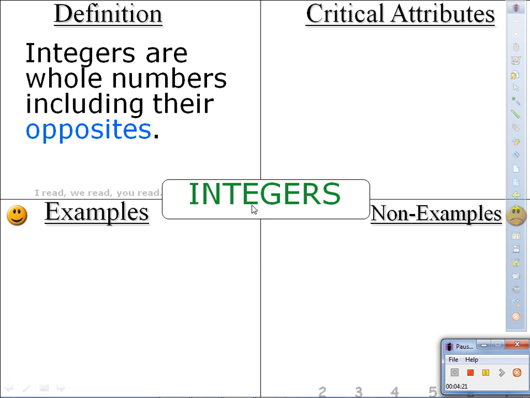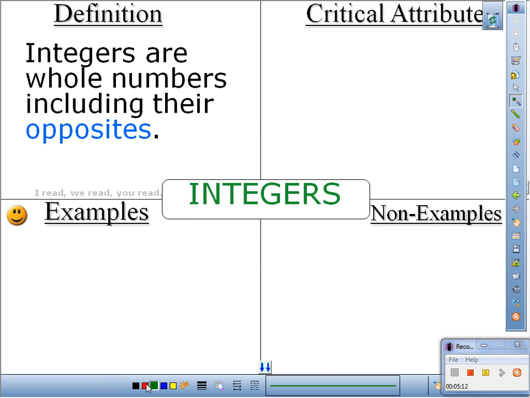Well, first, before I define integers, I see a word here, whole numbers, that some of you might not be clear as to what whole numbers are. Before I give you integers, I need to define whole numbers.